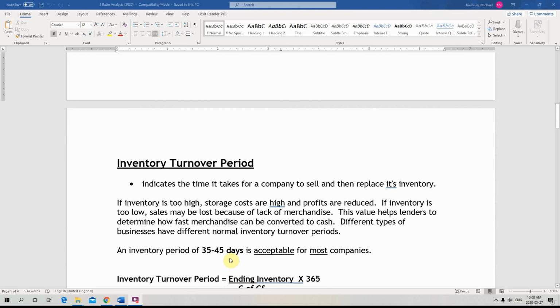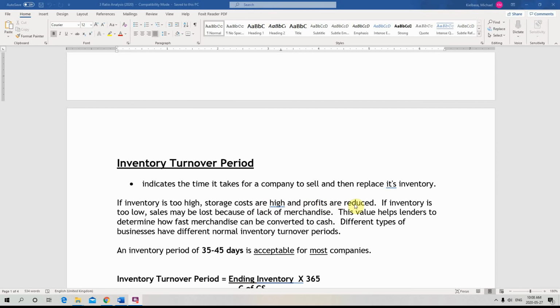Now, the next one is inventory turnover period, and it indicates the time it takes for a company to sell and then replace in its inventory what it sold. Okay. Now, if inventory is too high, there's problems because we have to pay storage costs, right? And okay, that reduces our profits.